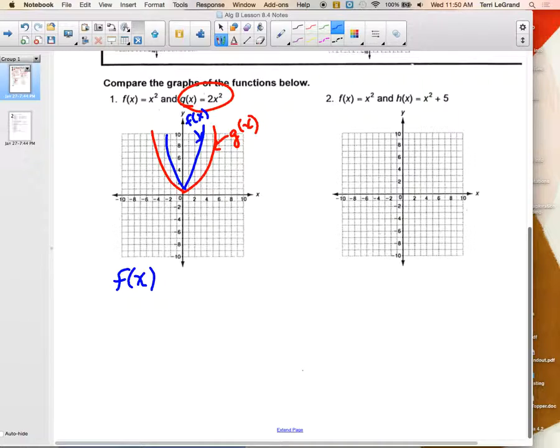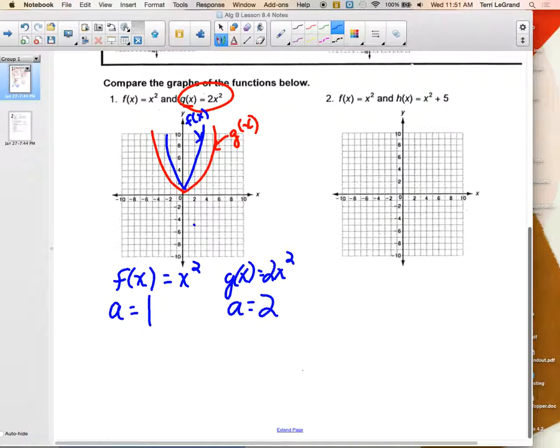Okay, what controls that? The a value. Okay, so f of x equals x squared. Would you write that down, please? And g of x equals 2x squared. What's the a value for each of them? 1 for the parent function, 2 for the transformed function.